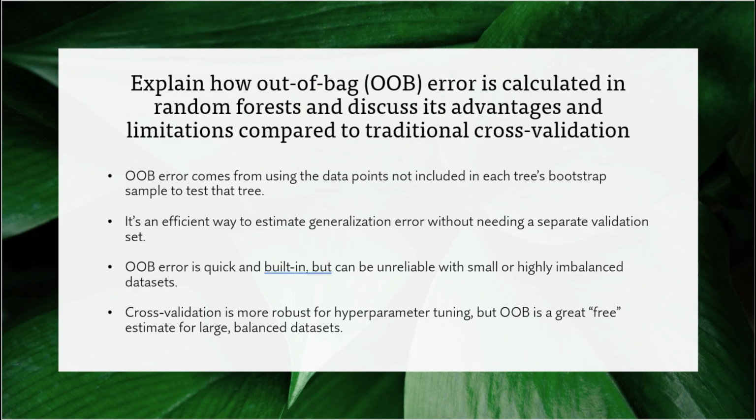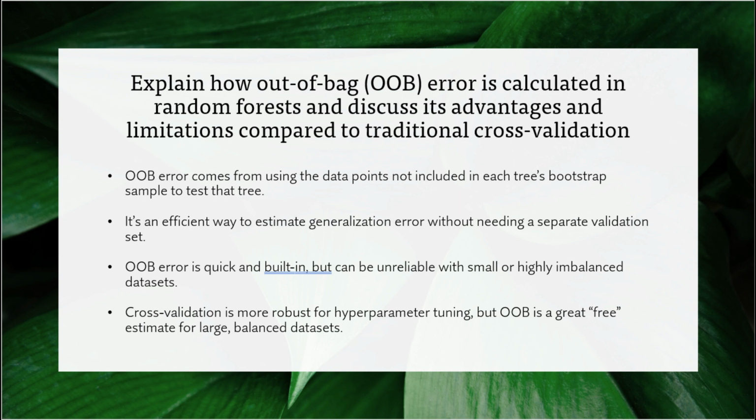Explain how out-of-bag error is calculated in random forests and discuss its advantages and limitations compared to traditional cross-validation. Out-of-bag error comes from using the data points not included in each tree's bootstrap sample to test that tree. It's an efficient way to estimate generalization error without needing a separate validation set.